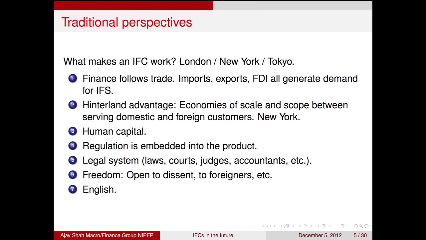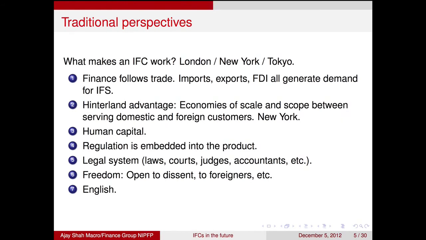The second element is the issue of a big hinterland advantage, particularly with New York. The financial system in New York derives enormous economies of scale and scope because they are serving a giant local economy, the United States economy, and then they are able to serve foreign customers. So the sheer size of the United States economy helps the New York financial system be competitive to the foreign customer.